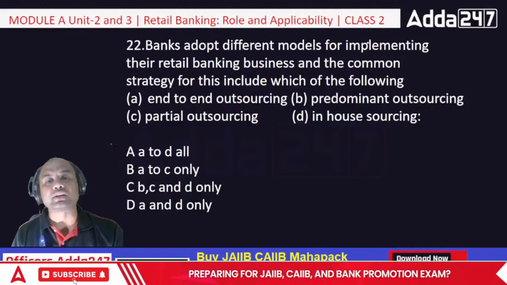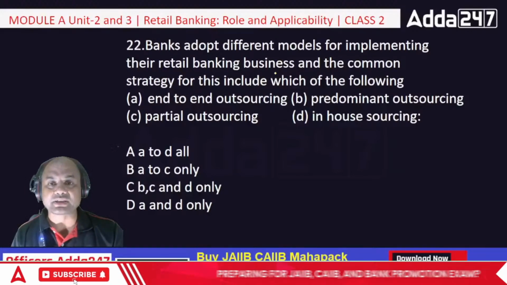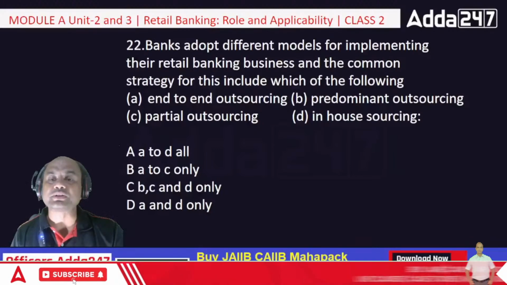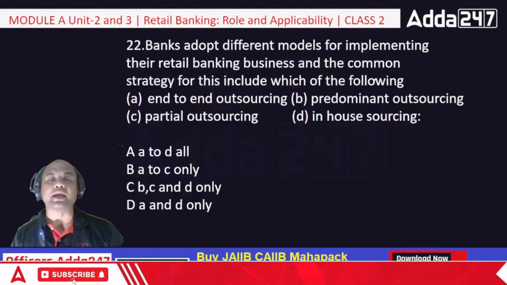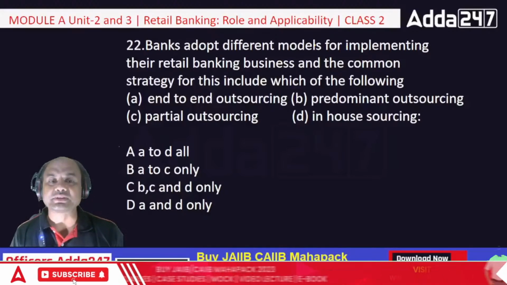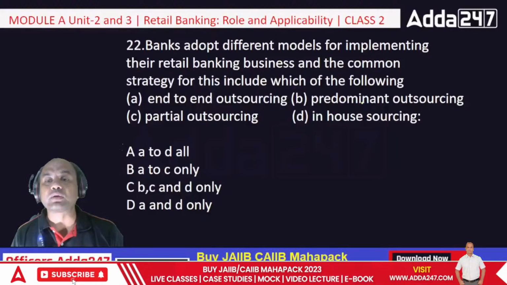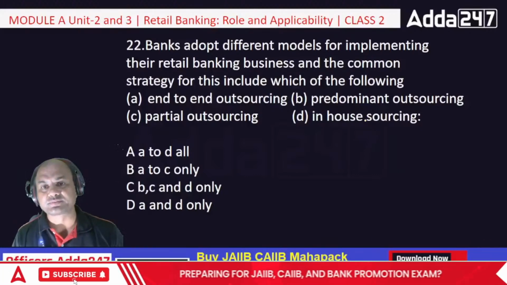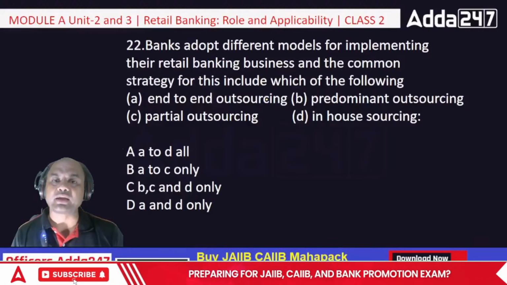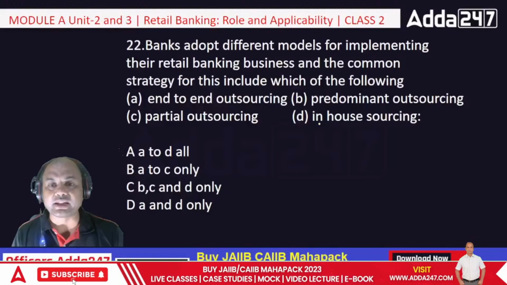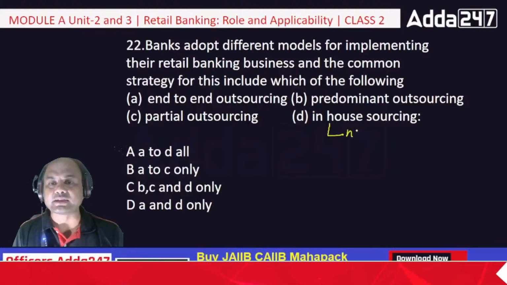Banks adopt different models for implementing the retail banking business, and a common strategy for this includes which of the following? Models for implementing the retail business: end-to-end outsourcing, predominant outsourcing, partial outsourcing, in-house sourcing. Again, depending on the bank, we have various models. Nationalized banks follow this in-house. This is generally followed by nationalized banks.